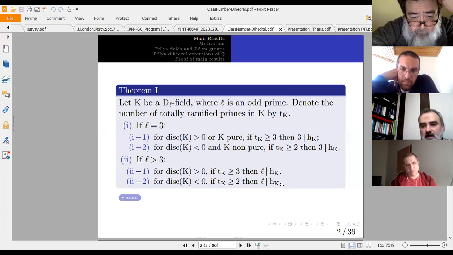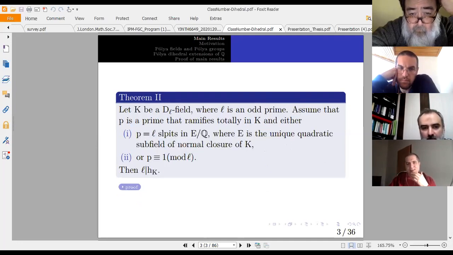So that tells you that if you are looking for small class numbers, then you should think about what kind of Galois number fields to look for. For example, you shouldn't be looking at dihedral ones. Okay.